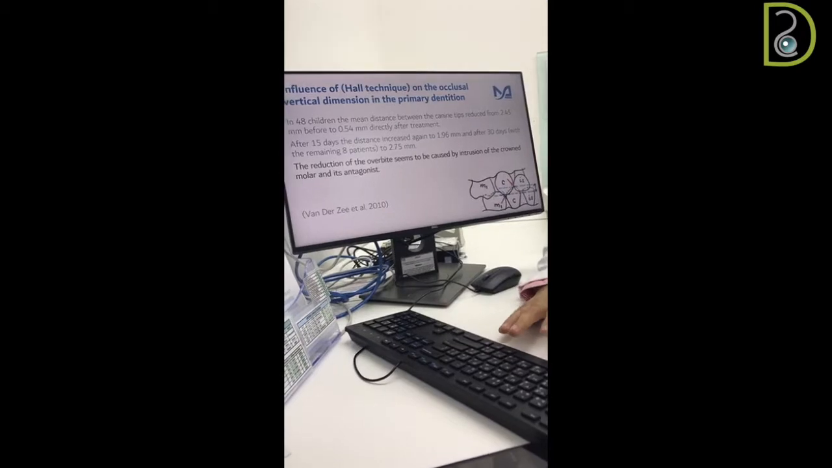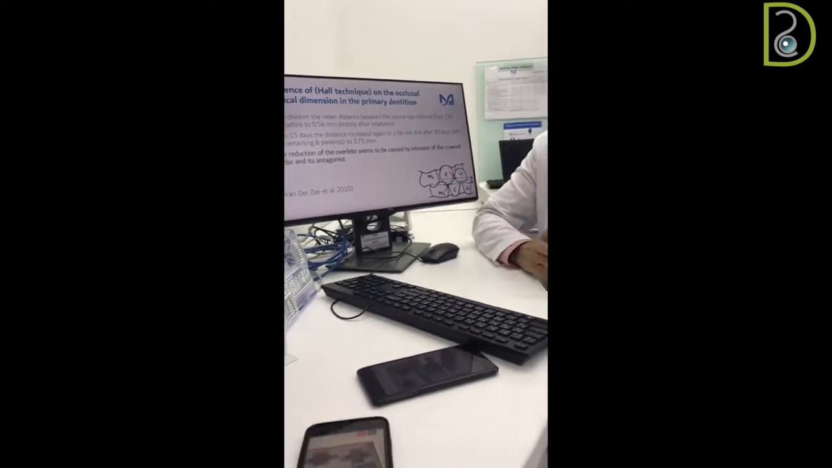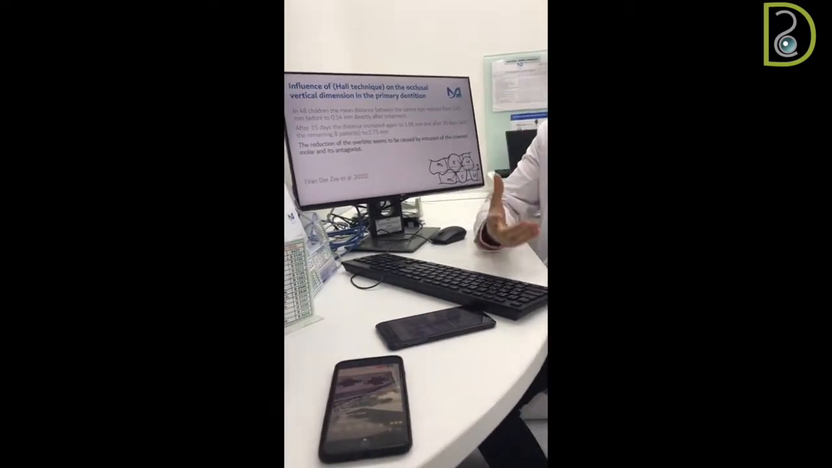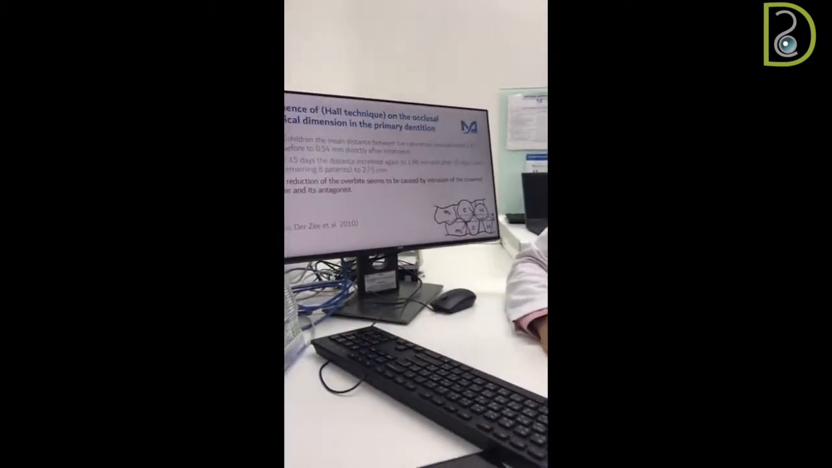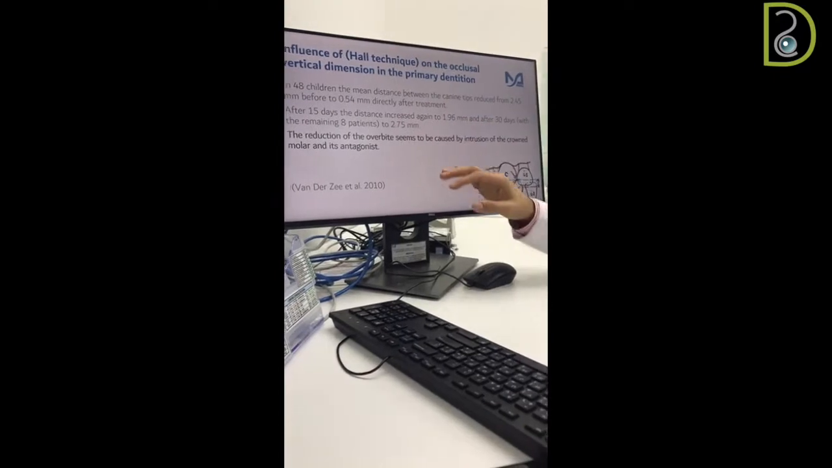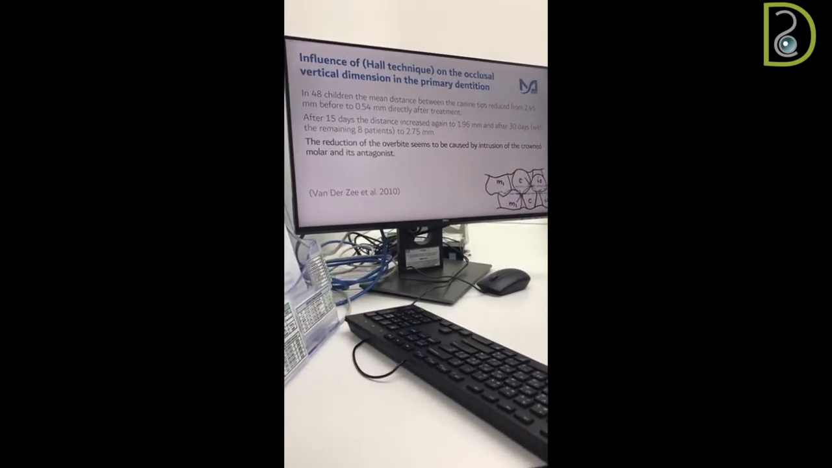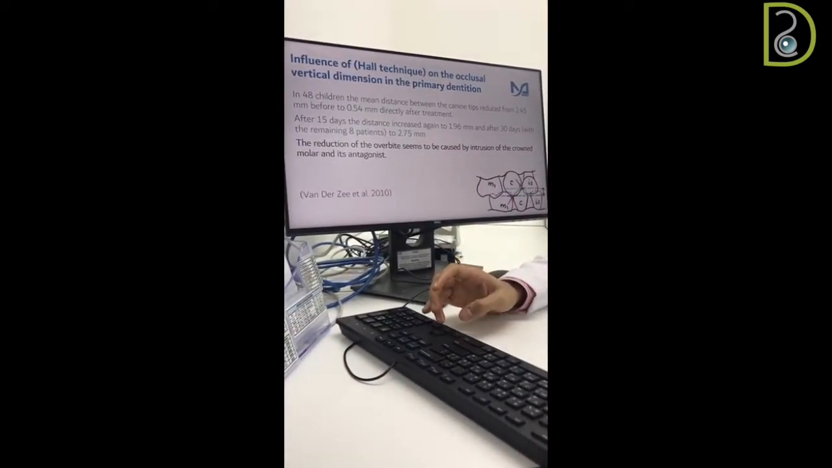So let's come back to the idea that we said there will be an open bite, which is temporary, because the crown will be higher since we have not done any occlusal reduction. Yes, there will be an open bite, and according to the Van der Zee study, they show that this occlusion will get back to normal within 10 days to 2 weeks.